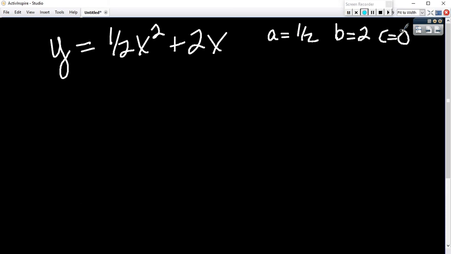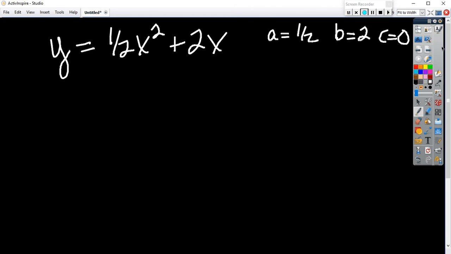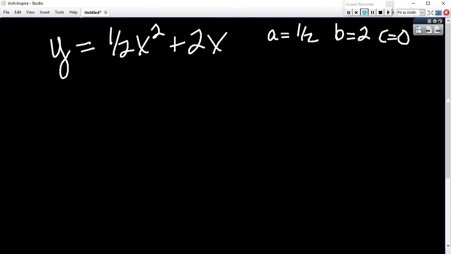Should it open up or down? Up, because it's positive. Should it be skinny, wide, or average? Wide, because it's a half. Good job. Okay? What's the y-intercept? 0. All right, so we're ready to get started. So let's work on the vertex first. I got that little formula that I have to remember.